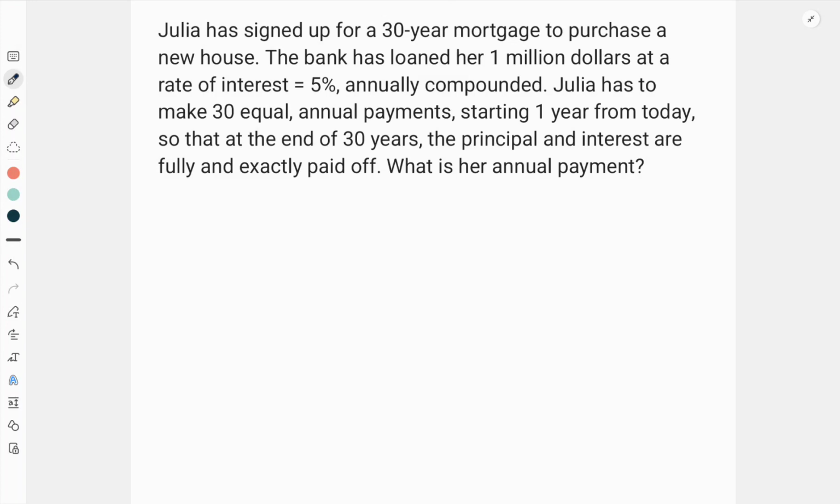But if she has more money somehow, let's say she can pay more, then she can start dumping that money into her loan, and that will reduce her principal amount. And then she will have to make fewer payments and fewer interest payments. That is one complication that is not considered.